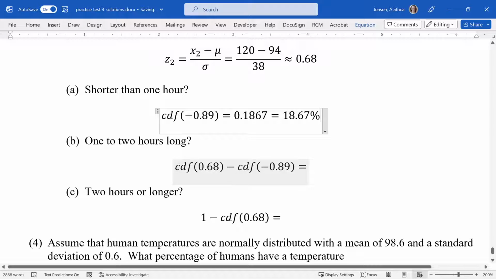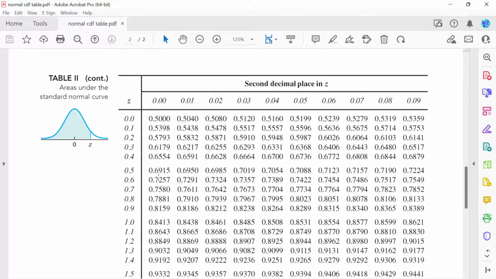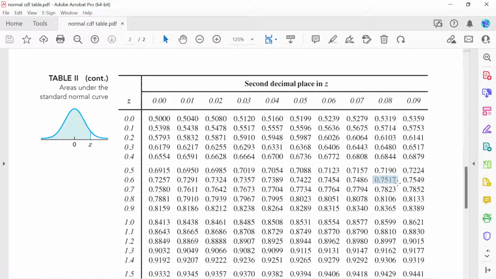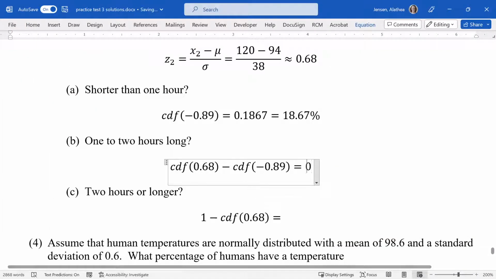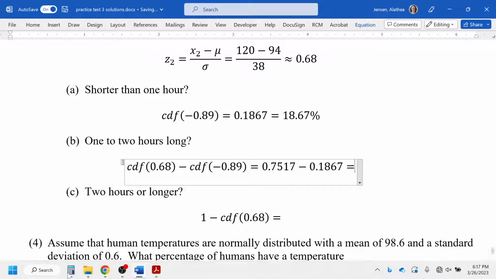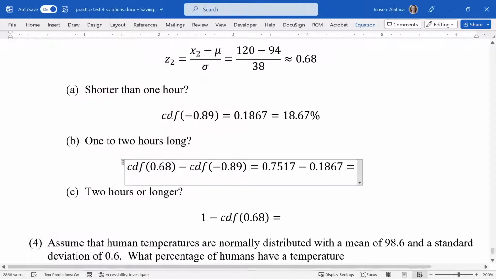Now for 0.68, we flip to the positive side, go to the 0.6 row, and the second decimal was 8, so we're looking in the second to last column. That gives us 0.7517. Minus the last one, 0.1867. Get a calculator out and subtract those, and we're getting 0.5650.